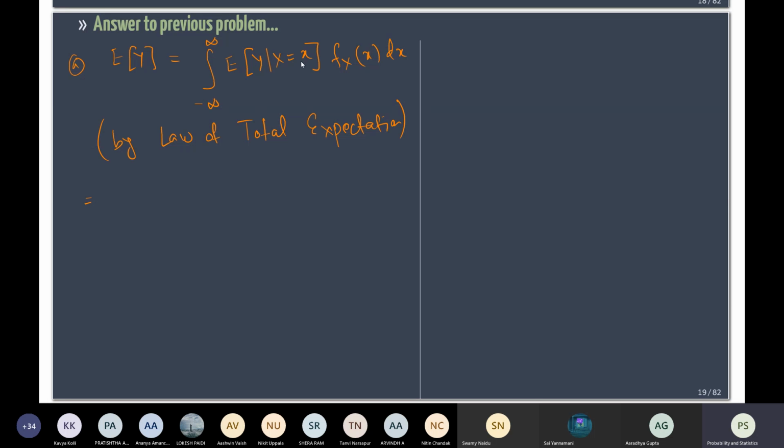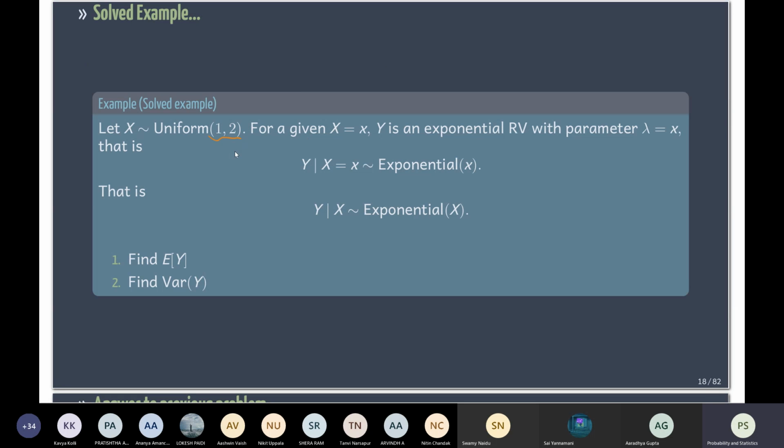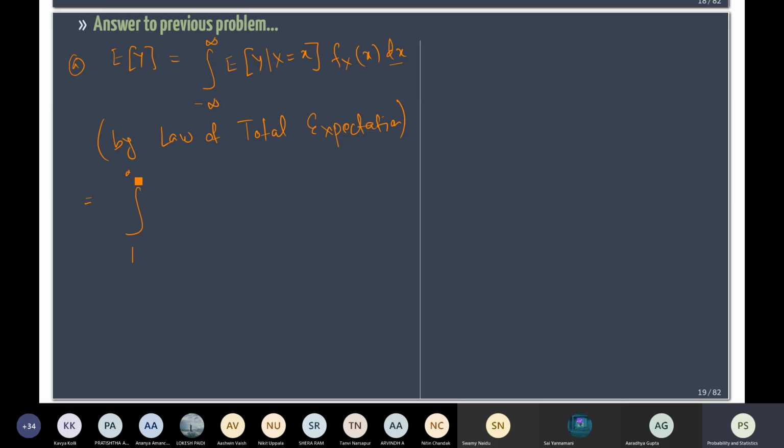Now y given x equal to x is known to us. This was exponential, right? And we have to look at the limits of x. The limit of x is uniform, so this is 1 to 2. Let us write one more time: y given x equal to x, and since x is uniform, the fx will be just 1 dx, like 1 over b minus a, right?